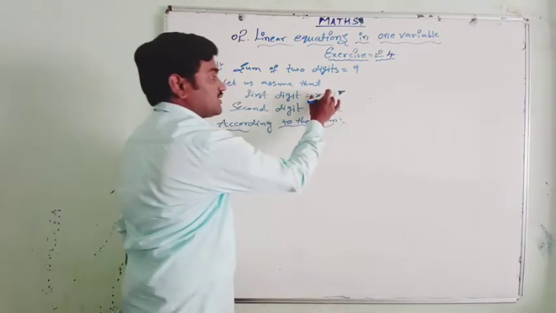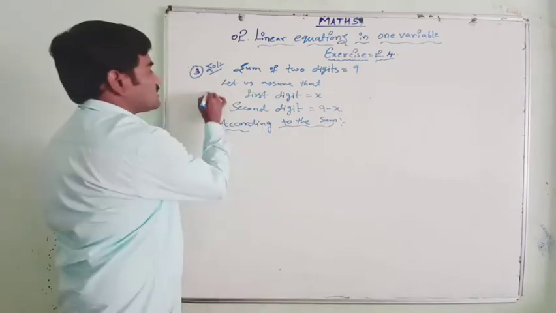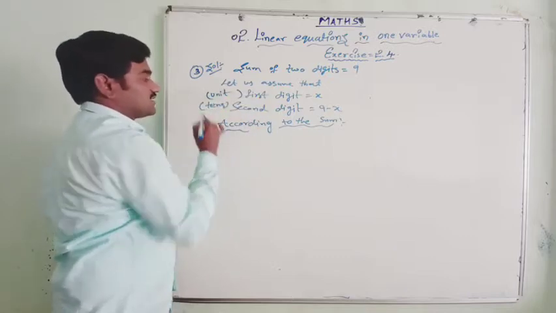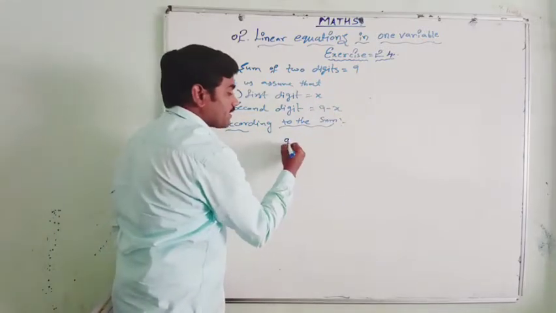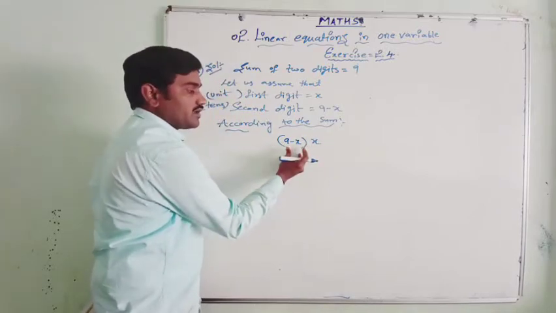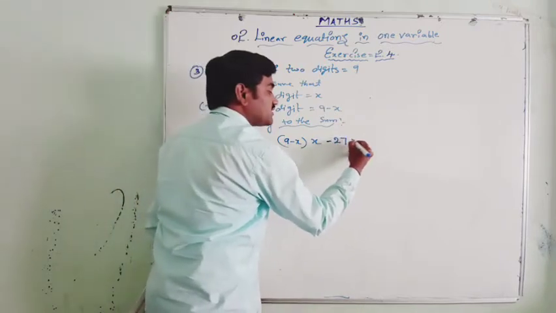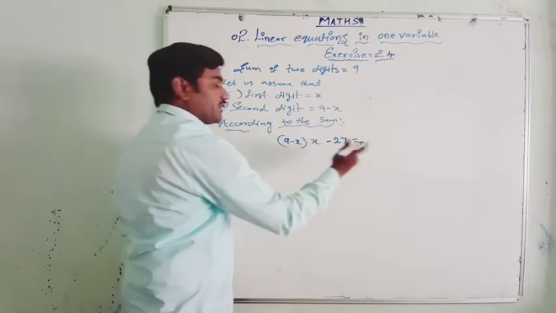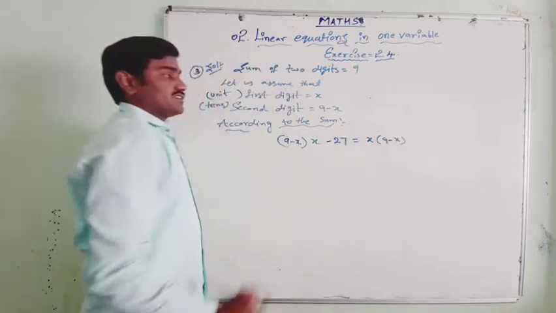So what will be the number? Suppose this is the unit place digit and this is the tens place digit. So let us write the number as 9 minus x and x. This is a unit place digit and this is a tens place digit. When you subtract 27 from this number, the digits will be reversed. That means x and 9 minus x.